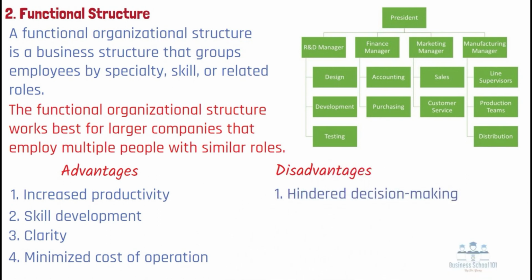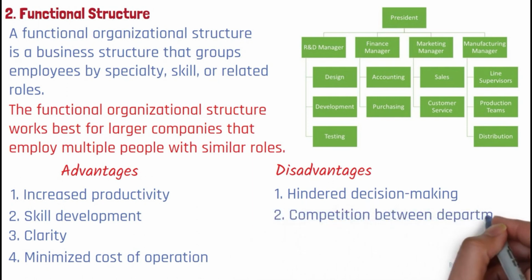Hindered decision-making. For companies that thrive on greater flexibility and creativity, the functional organizational structure may impact their ability to operate efficiently. When management is unavailable for feedback during time-sensitive projects, it may hinder the team's overall progress. 2. Competition between departments. As employees within each department work together, they begin to operate as a team with a focus on achieving specific goals. This goal-oriented mindset, while typically positive, may prompt competition between departments.